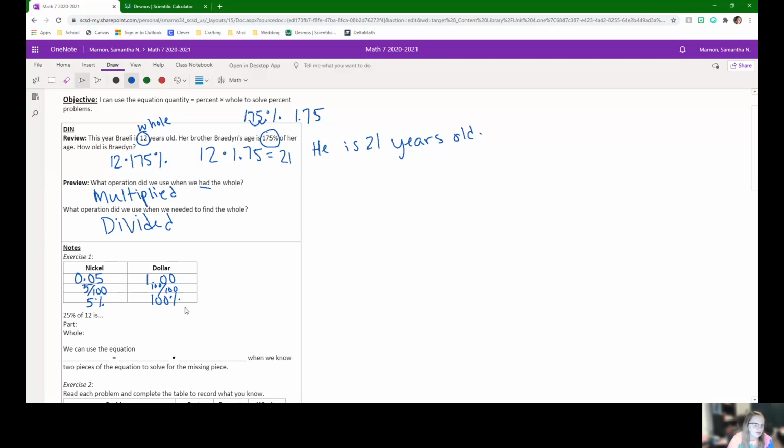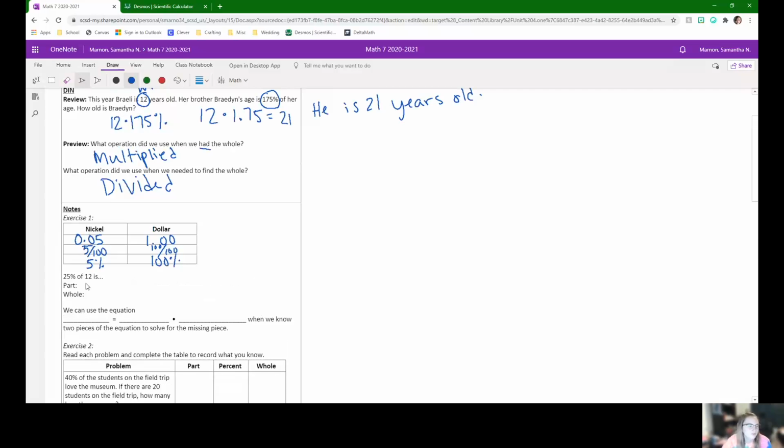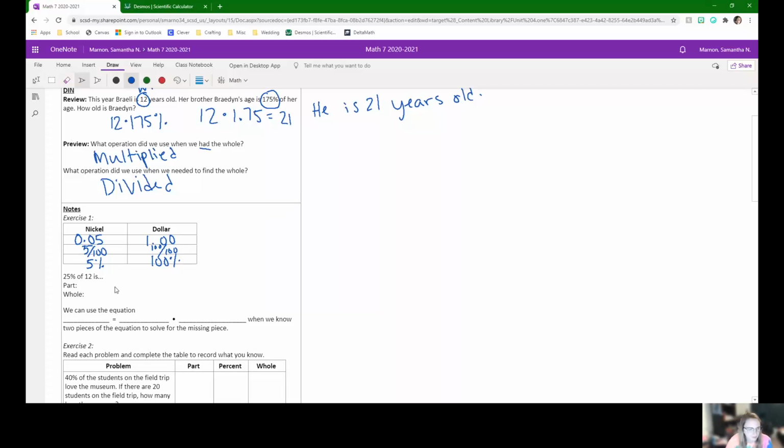So here's something else we're going to look at. That was just a quick showing of nickels to dollars. But I want to talk about this. 25% of 12 is. We've done percents of wholes right here. We can type 25% of 12 right on here. And we actually get 3. So we know it's 3. So now we have a couple parts to identify. What is the part? What is that part of the whole? It's going to be 3. And then our whole is that 12.